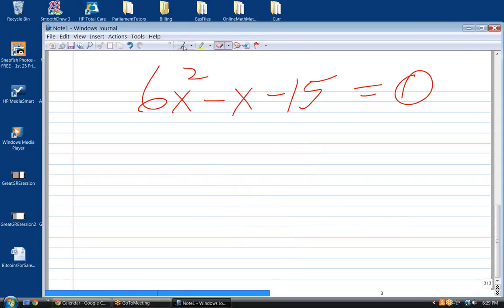So to solve this, we factor it. Is this a real problem, or is this one you made up? No, this is actually one that is on here.